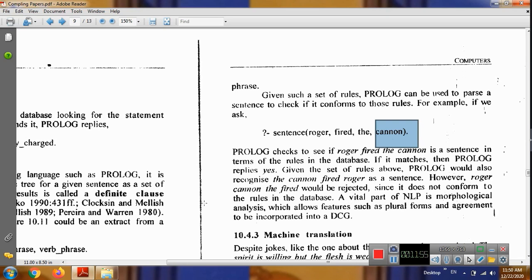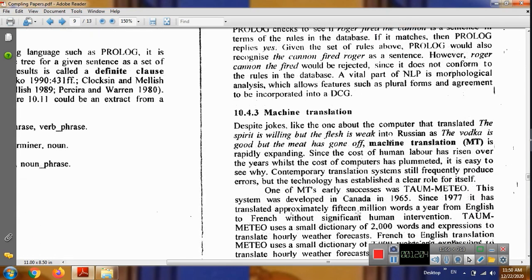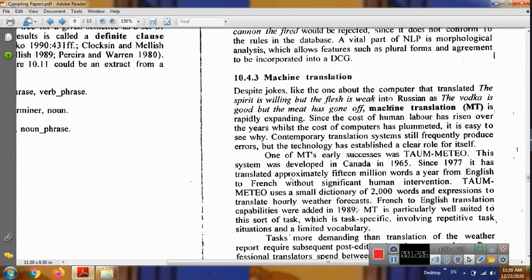A vital part of NLP is morphological analysis, which allows features such as plural form and agreement to be incorporated into a DCG. Now, about machine translation.